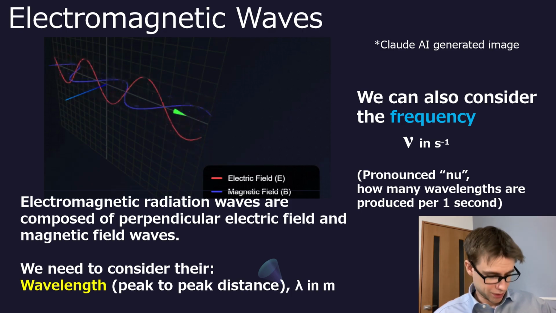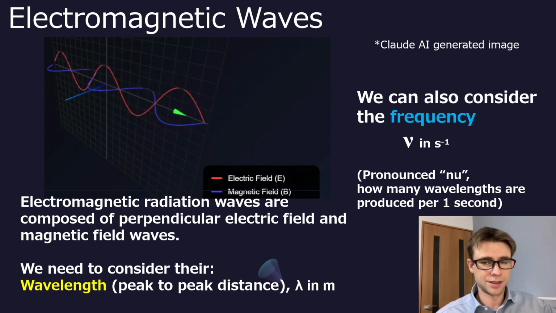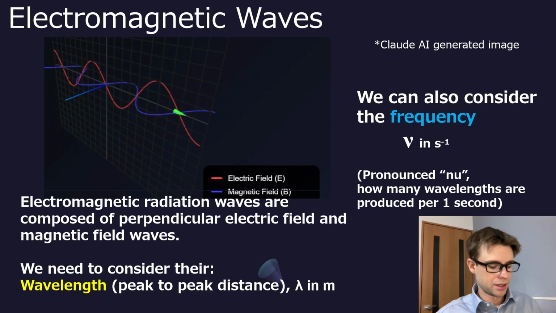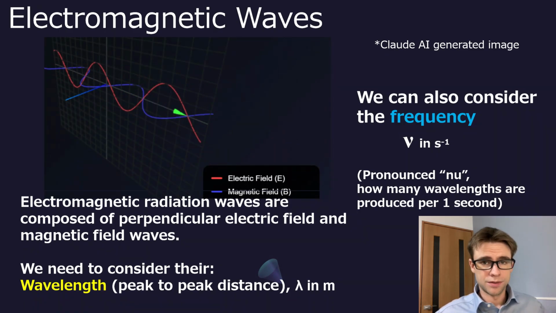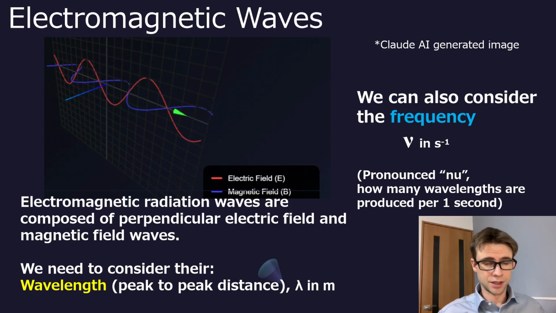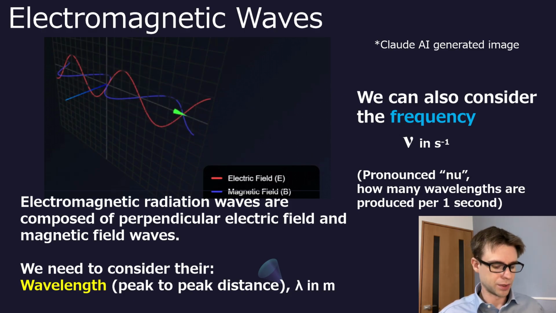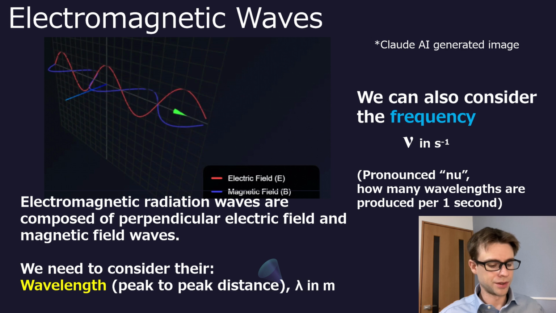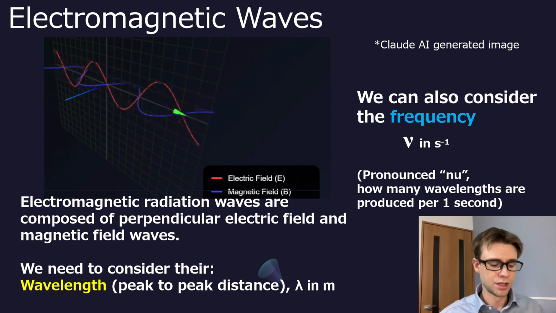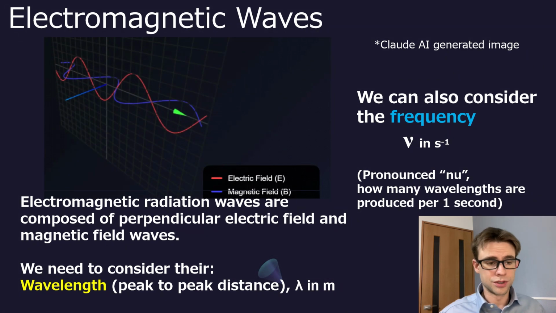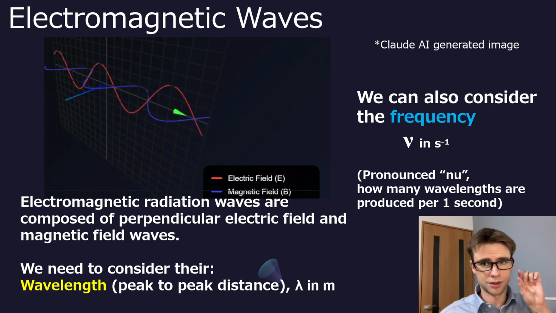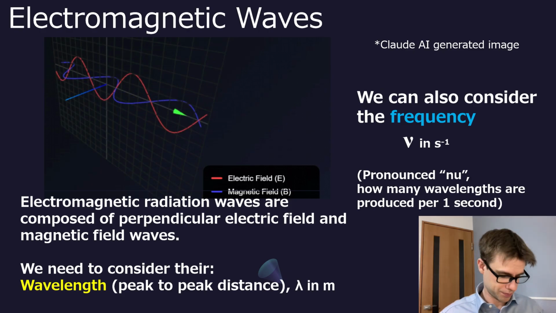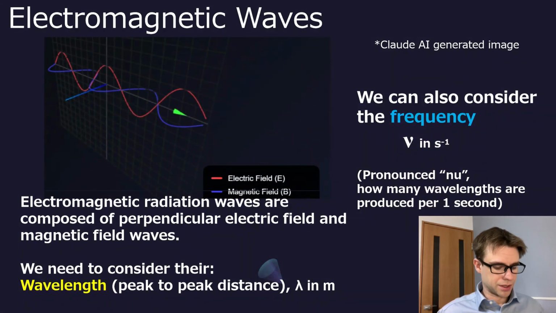Electromagnetic radiation waves are composed of perpendicular, that means at 90 degrees to each other, electric field and magnetic field waves. So there's 2 types, a magnetic field wave and an electric field wave that are at 90 degrees to each other, and they'll both be traveling in some direction, and that direction is the direction of energy transfer of this wave. If you think of it as a photon particle, it's just the direction that that particle is traveling. So some things we need to consider about this.